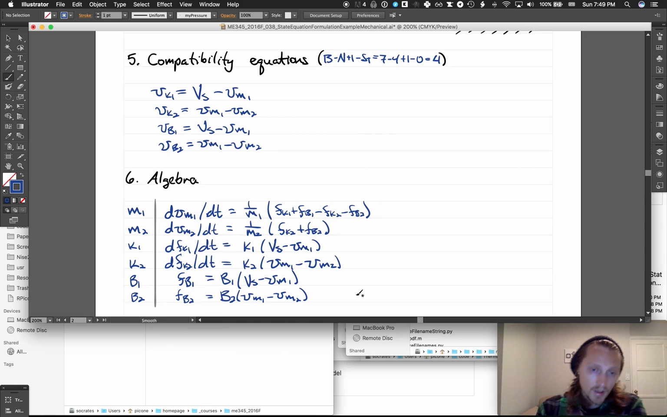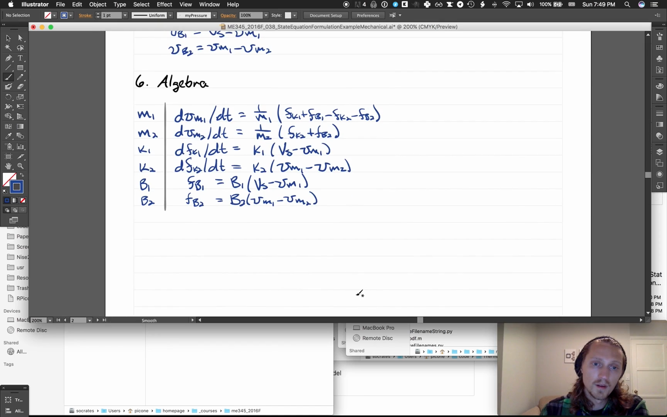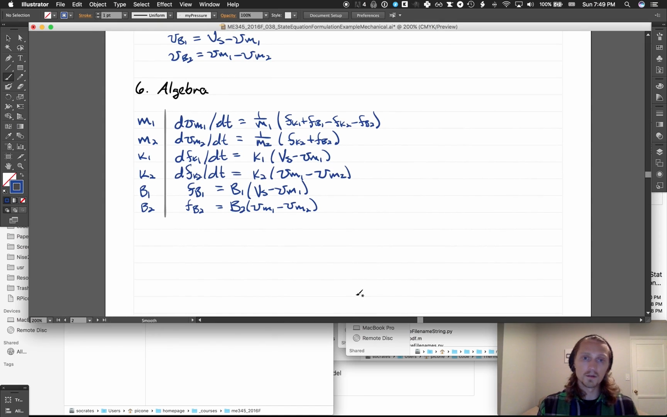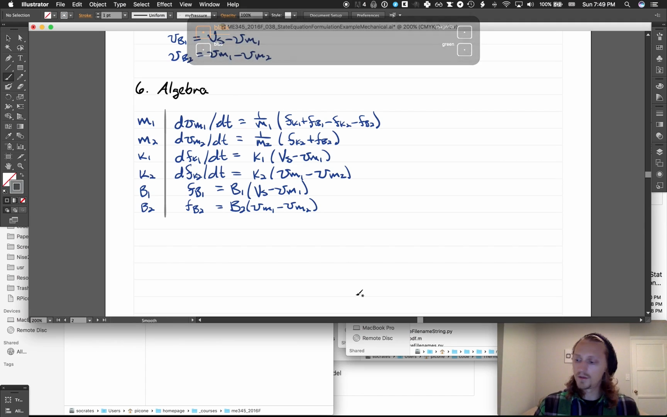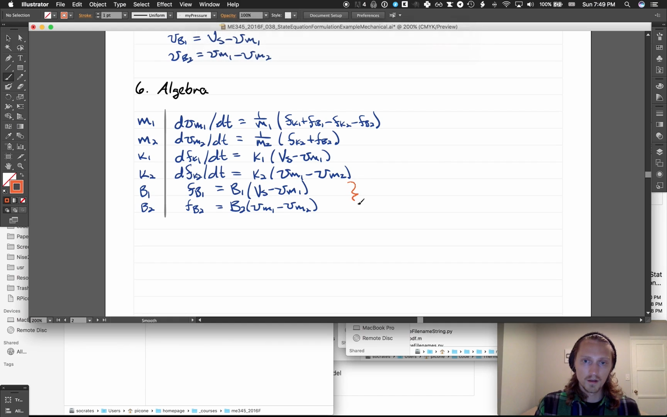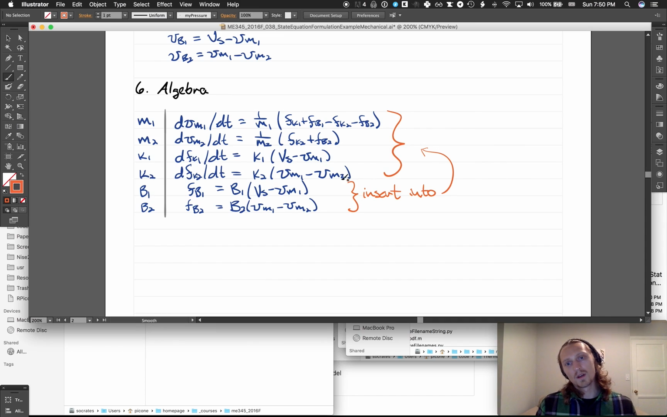All right. So the next step of our algebra is to, I'll just write a little note here, insert into these. Okay, I'll make the brace a little bit bigger. So take these, insert them into those to eliminate those final 2 primary variables that are not state variables.